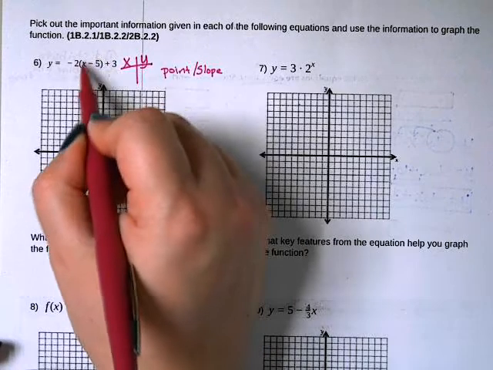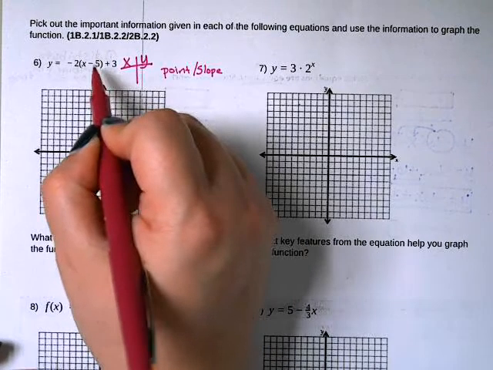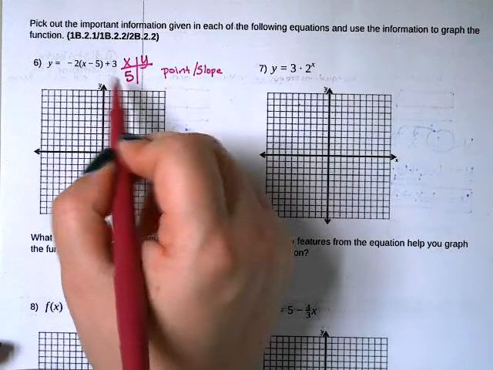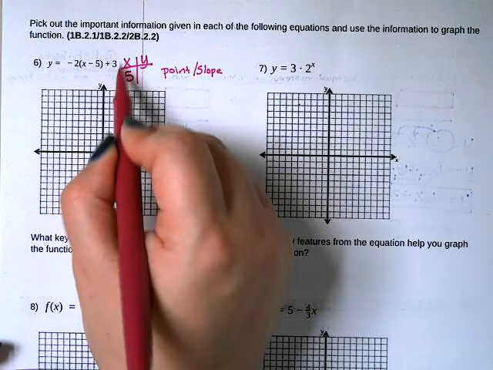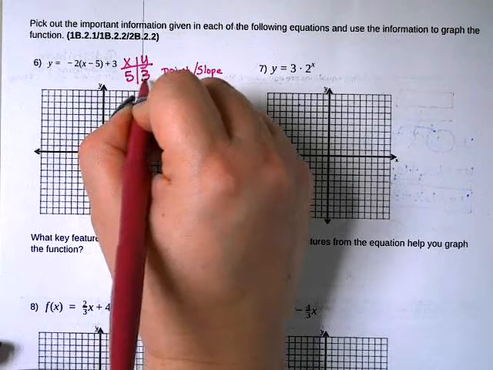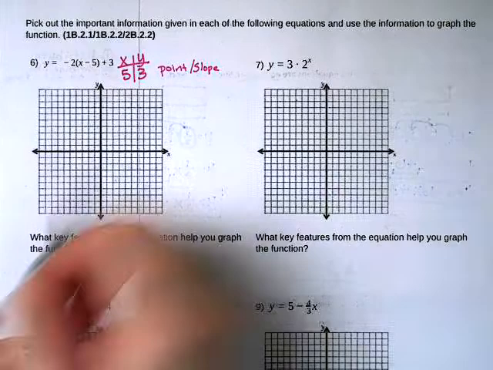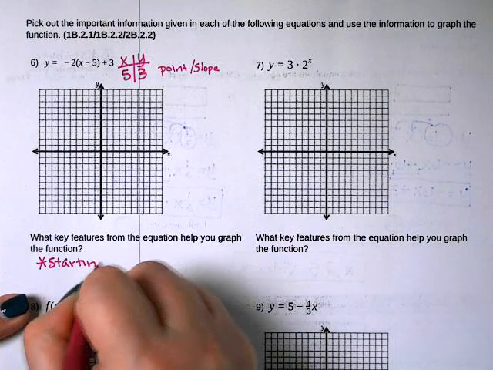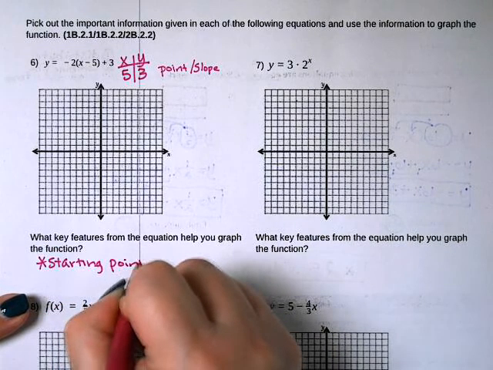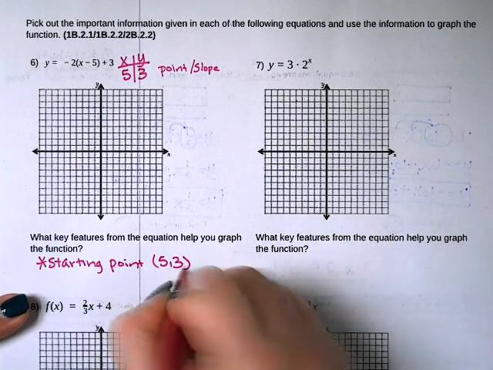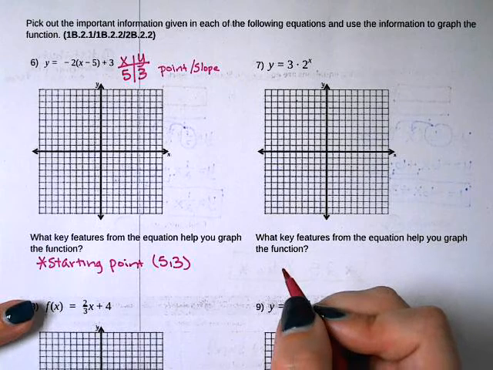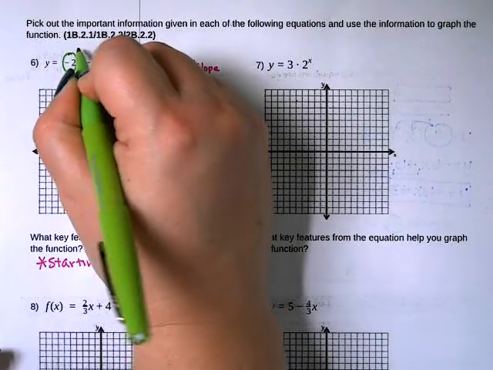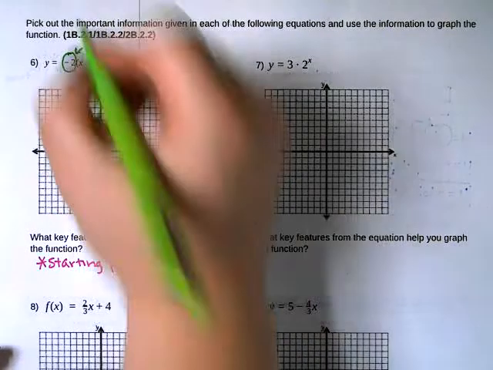since this is x minus 5, that's telling me my table must have started at a positive 5 for my x, because I need the opposite. And then this y value that's by itself here is 3. What that tells me is that my starting point must be 5, 3. So I know my line is going to start there. And then my slope, which is always my pattern, is the number that's in front here. That's my slope.